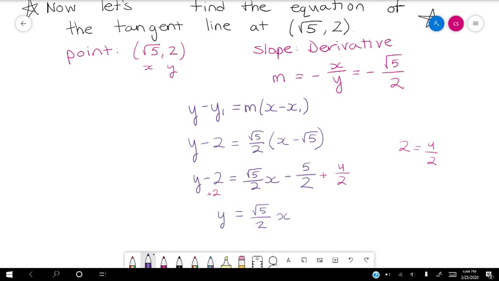I made a mistake. Should I go back and fix it? Did anyone catch my mistake? What did I forget on the slope? The minus sign. So how's that going to change things? Not by much. It'll change that, and minus minus becomes plus. All right, so easy fix. 5 plus 4 is 9. And right there, of course. All right. And that's our equation of the tangent line.